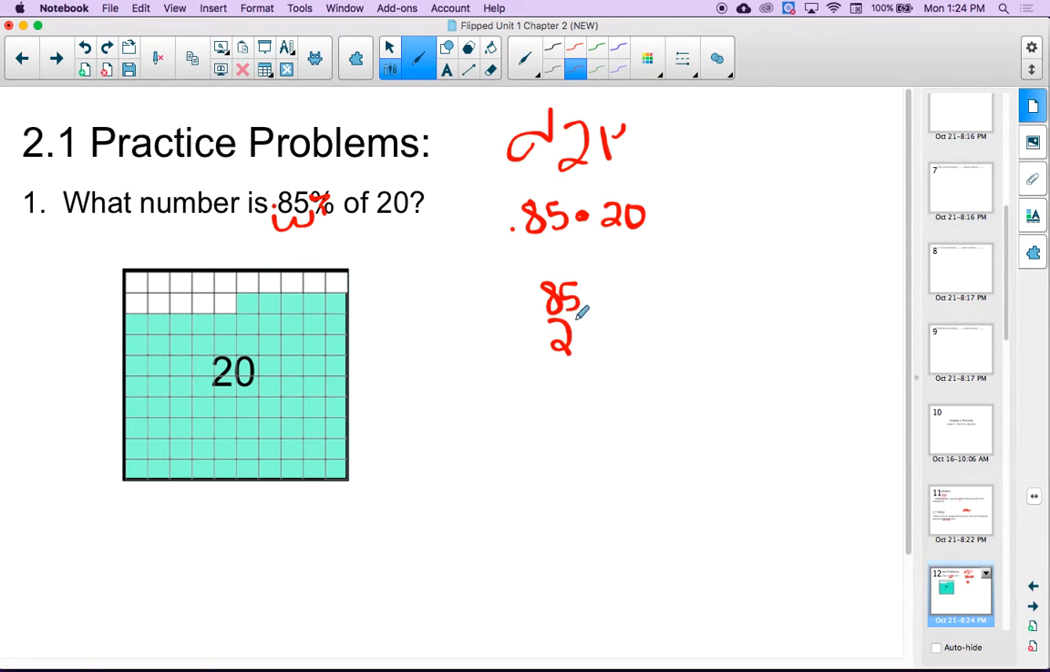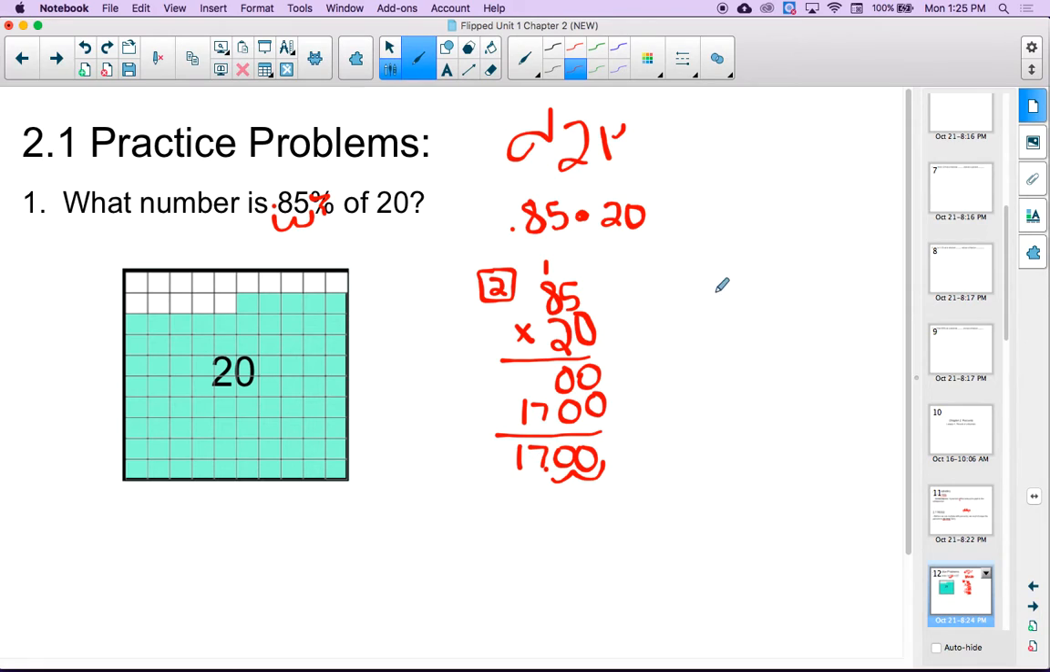85 times 20. We have two numbers after the decimal point, 1, 2. So that 2 can go here in a box. We can do our multiplication. 0 times 5 is 0. 0 times 8 is 0. Use your placeholder, 0. 2 times 5 is 10. 2 times 8 is 16, plus 1 is 17. And if we add that up, we get 1700. And we bring our decimal 2 places back in to our product.